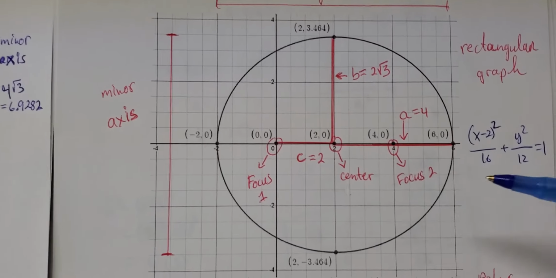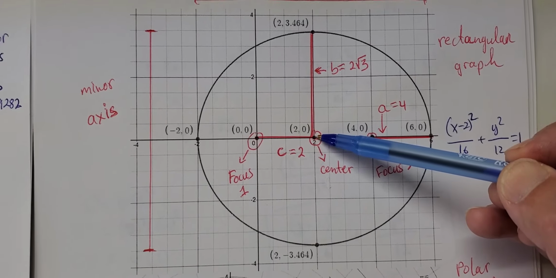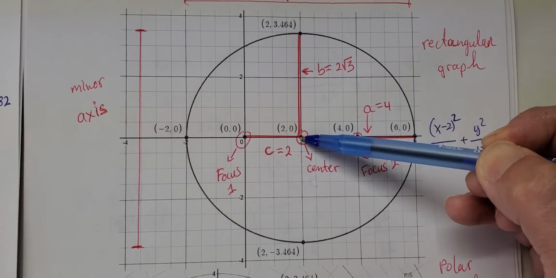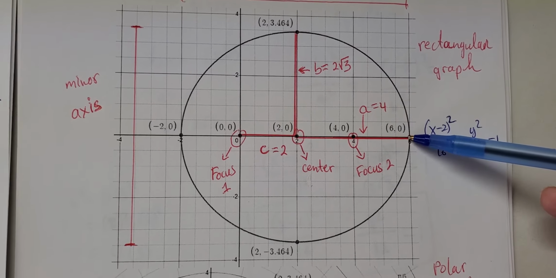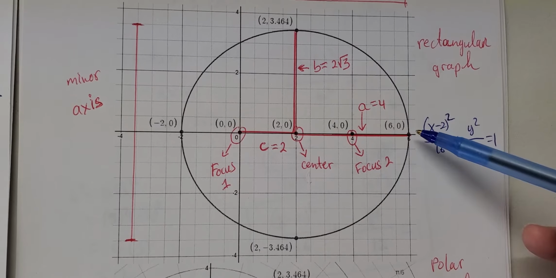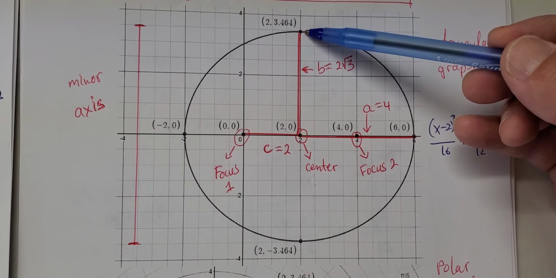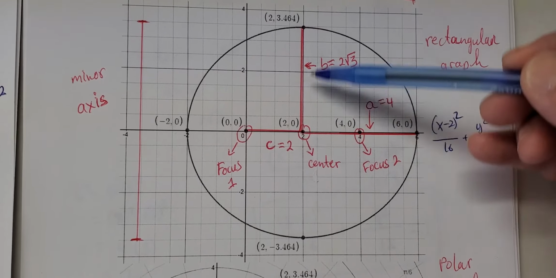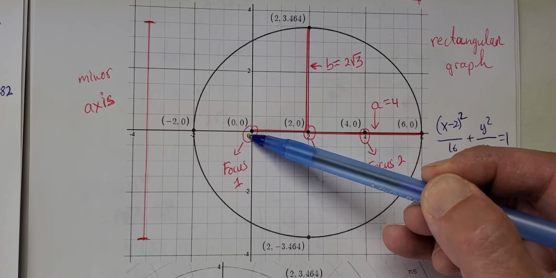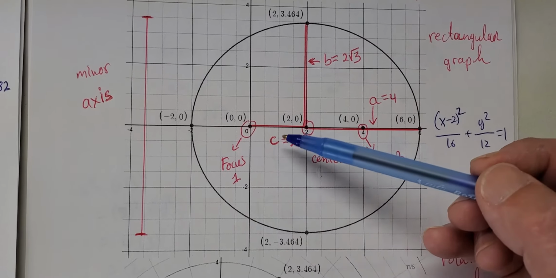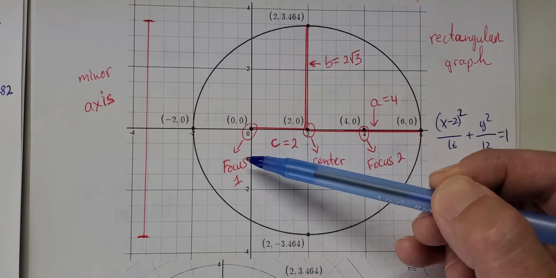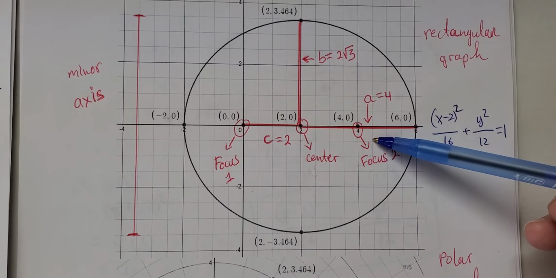So here's my center. Here's my a. a is from the vertex to the center. From here to here is a. From the top vertex to the center, that is my b distance. And from the center, 2 units to the left, which is the c distance. The distance of c will determine my focus on the left and the focus on the right.